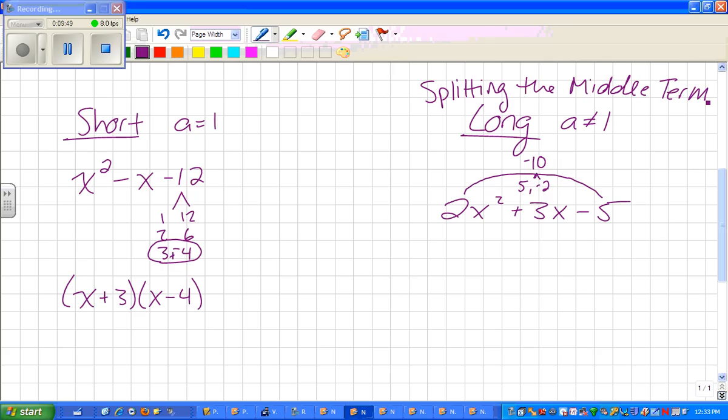What that means is I have 3 terms here: 1, 2, 3. I'm going to split the one in the middle. So I have a 2x squared, and this 3x is going to get split up between a positive 5x, that was the number I used from up here, and a negative 2x. Then you have a minus 5. Now I have 1, 2, 3, 4 terms.